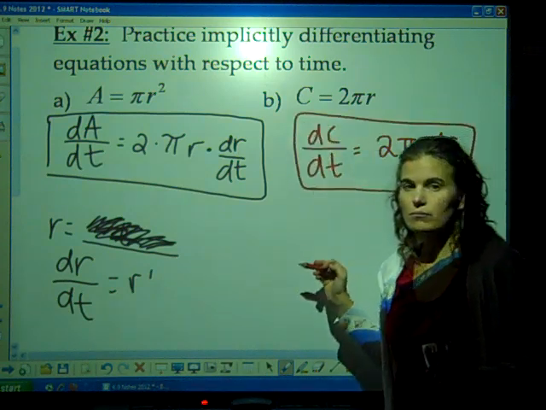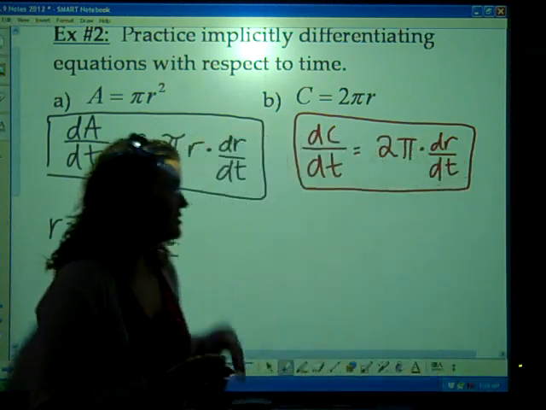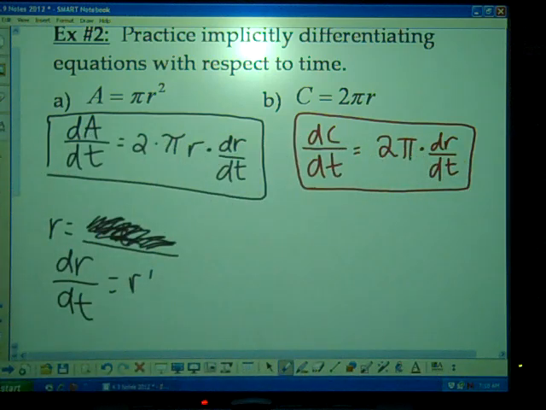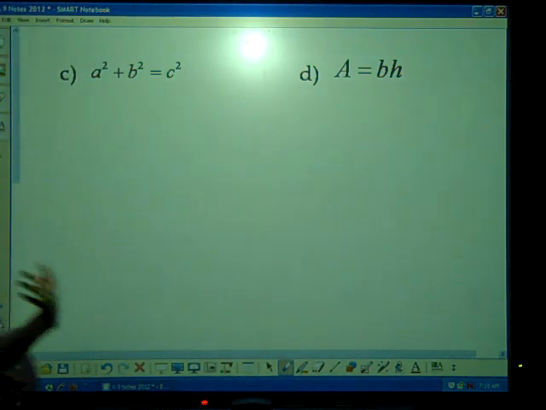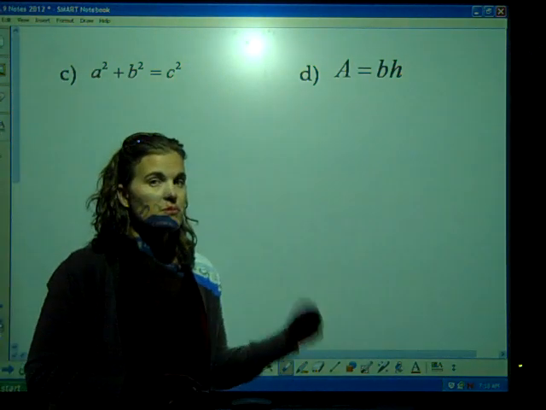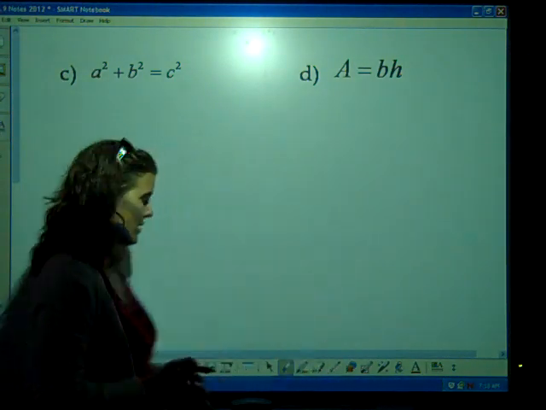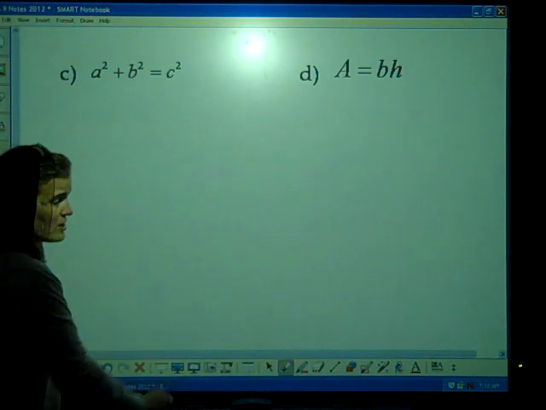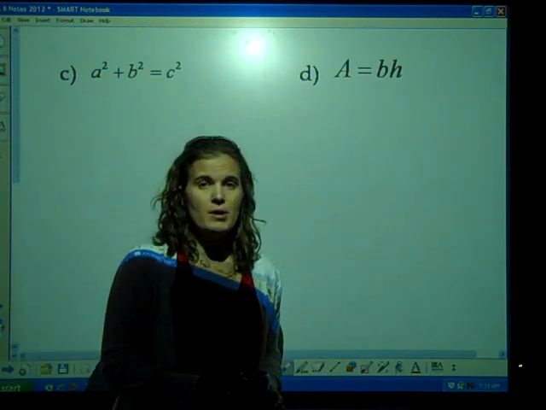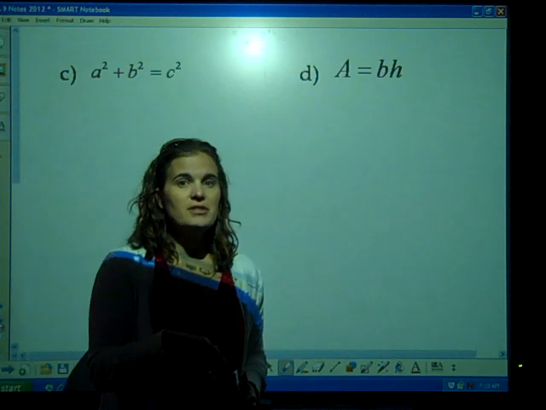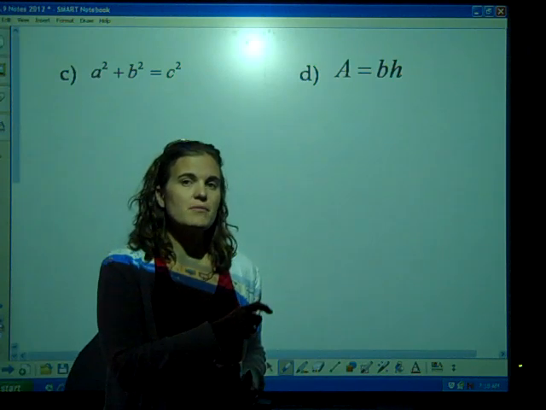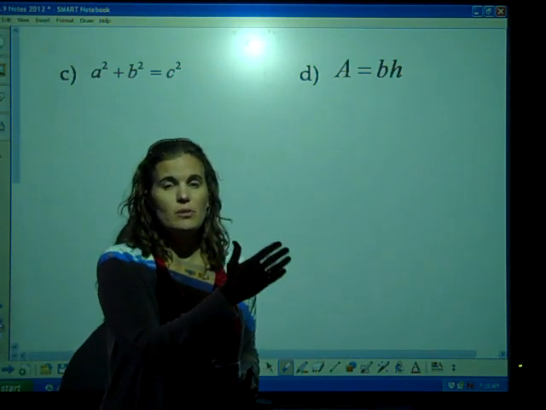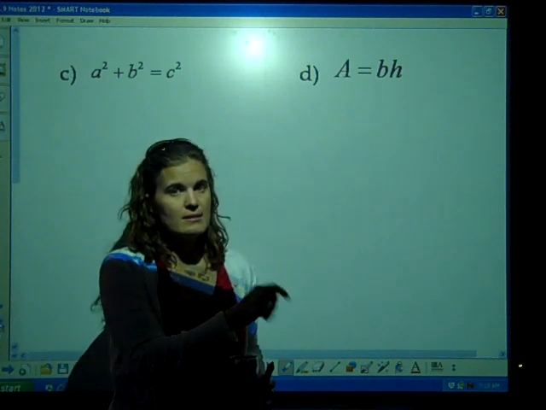So every time you're taking the derivative of a letter, a variable, you'll have to multiply that by the derivative of that letter with respect to time. Every time. It's just like what we did in section 4.8 with implicit differentiation. Every time we took the derivative in that section, we were taking it with respect to x. So anytime there was a y, we had to say times dy dx.